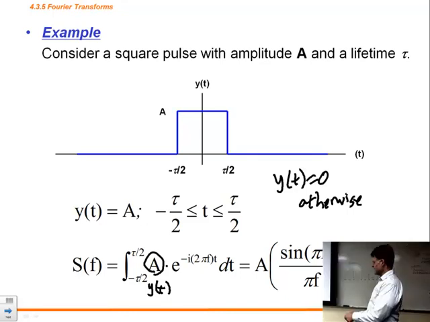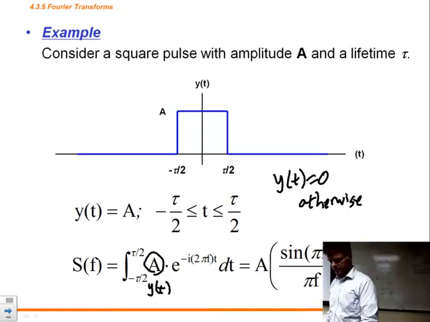This function has a name. It's called the sinc function, written S-I-N-C.